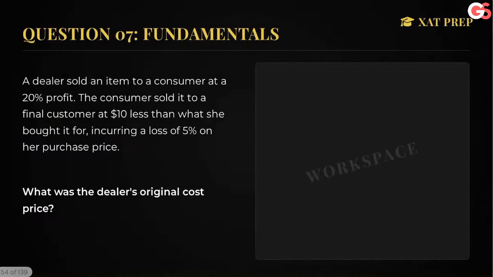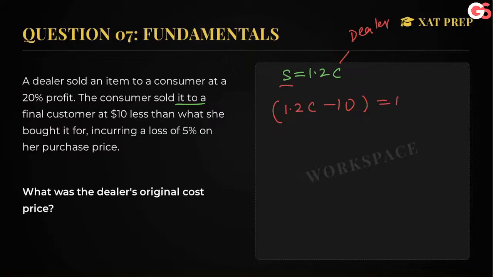Next. A dealer sold an item to a consumer at 20% profit. So S is 1.2 C. Consumer sold it to a final customer at $10 less than what she bought it for. So okay, here we need to pay attention that this C is for the dealer. All right. And now the cost price for the consumer is S. So he's selling it at 1.2 C minus 10. That is the selling price for the consumer. Okay. And by doing this, she incurred a loss of 5% on her purchase price. Okay. So 0.95 times 1.2 C.